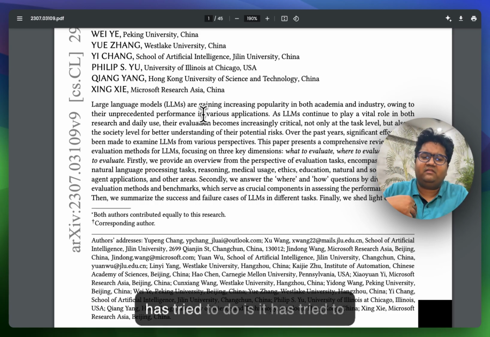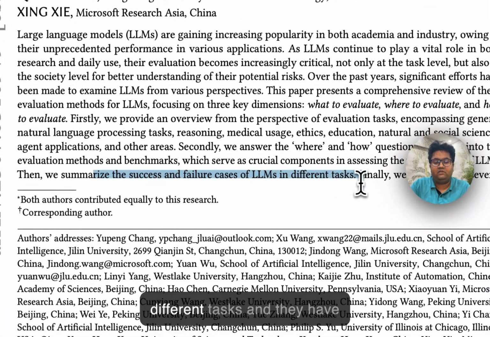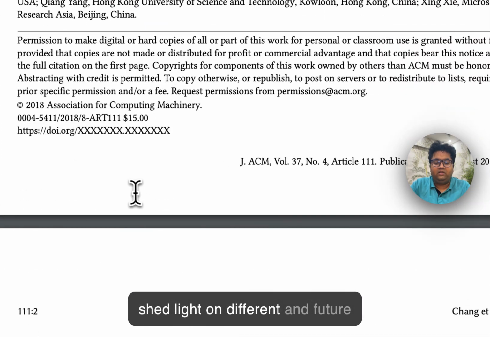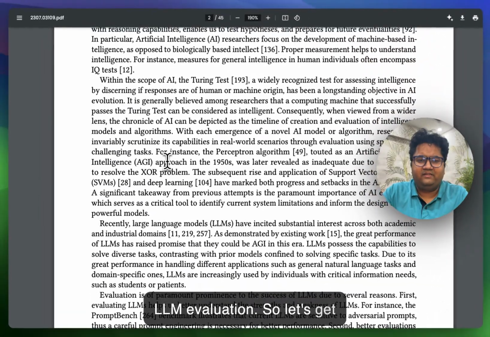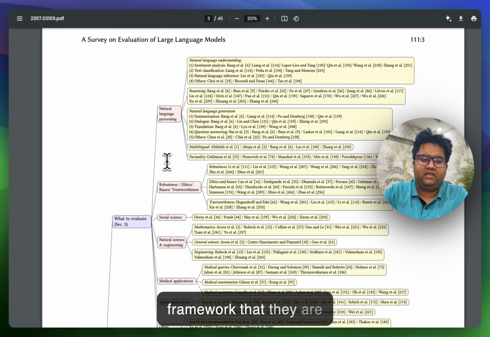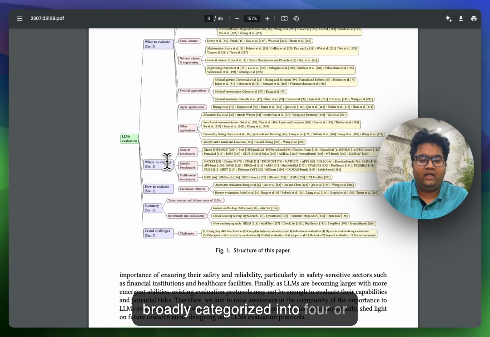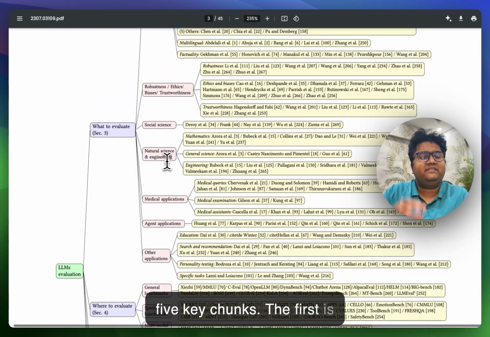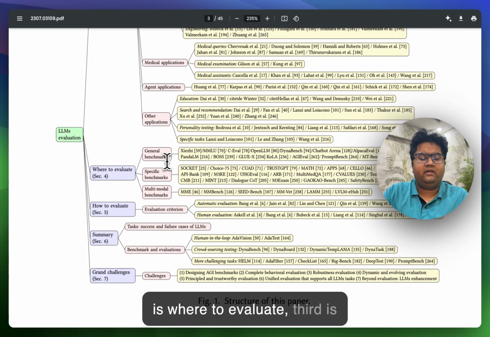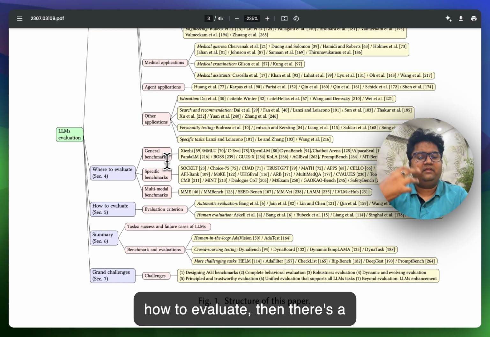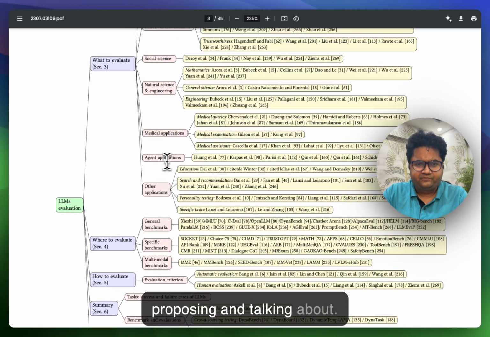So what this paper has tried to do is summarize the success and failure cases of LLMs in different tasks, and it has shed light on different and future challenges that lie ahead in LLM evaluation. All right, so let's get started and focus on the framework that they're proposing. LLM evaluation is broadly categorized into 4 or 5 key chunks. The first is what to evaluate, and we'll talk about what that means. Second is where to evaluate. Third is how to evaluate. Then there's a summary, and then there are the challenges that they are proposing and talking about.